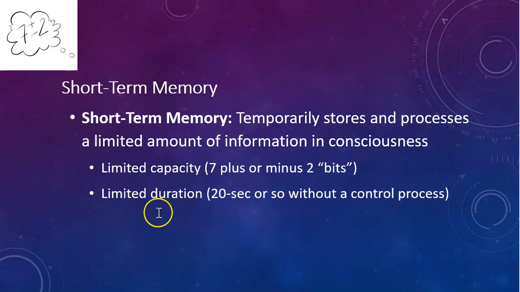So if we want things to last longer, more than 20 seconds, you're going to have to use some kind of control process. A control process could be like rehearsal. So you'll repeat something multiple times, and that will allow you to remember it longer.